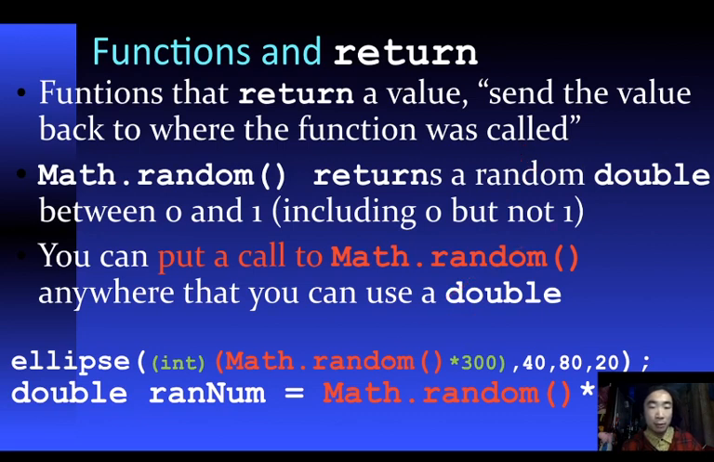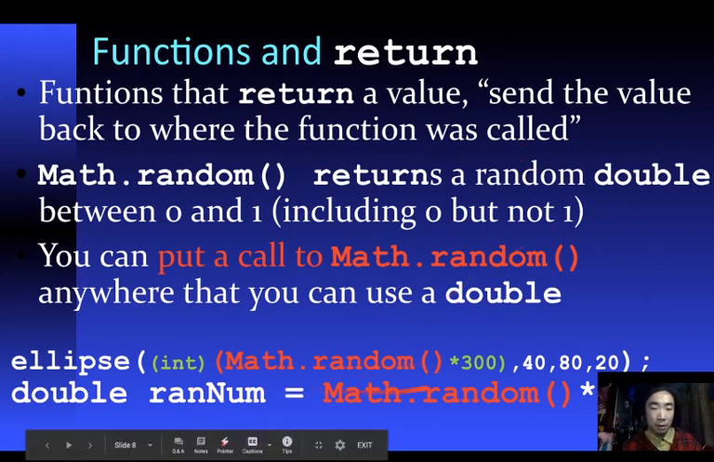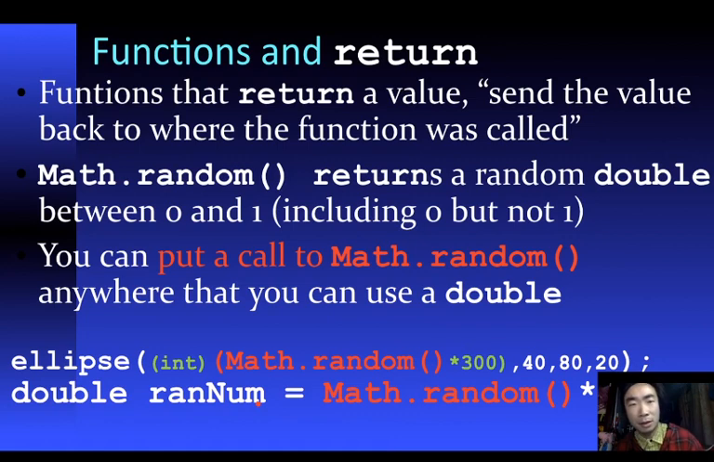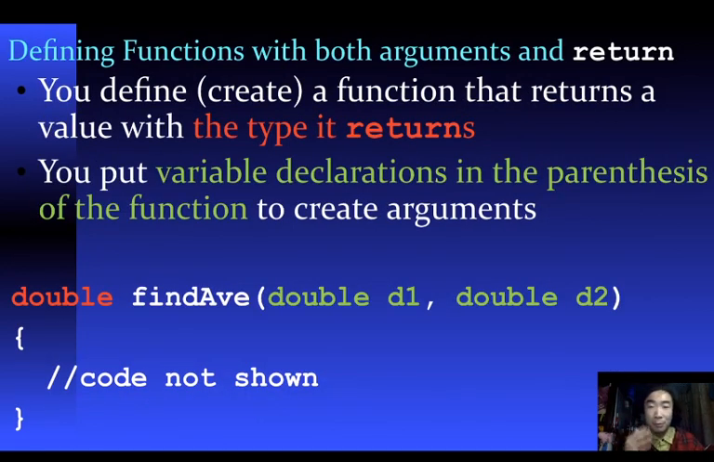So notice this line of code, right? The ellipse is now going to have a random position between 0 and 299 inclusive. You can also have it here and store it into this double variable, random. It's kind of hard to explain, but I think it's easy to use, this idea of return types or return.